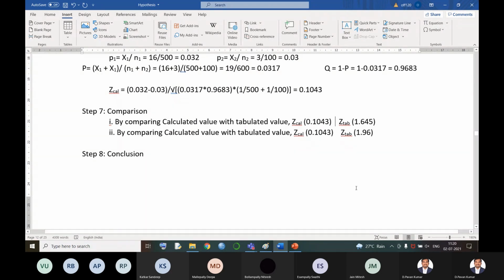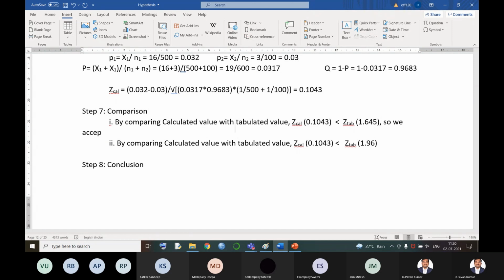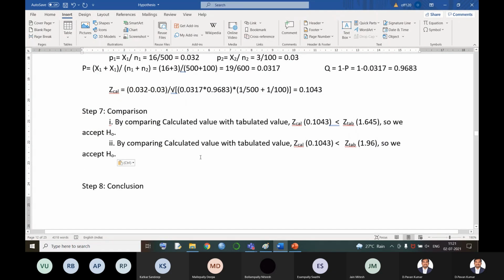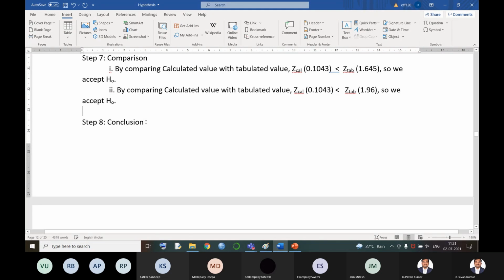Okay. Now our answer is less than the tabulated value. In the second case also, our answer is less than the tabulated value. So both the cases it is less than. Less than means what? We are going to accept H naught. So we accept H naught. In the second case also, we accept H naught. This is the comparison. Now let us move on to the conclusion of the problem.